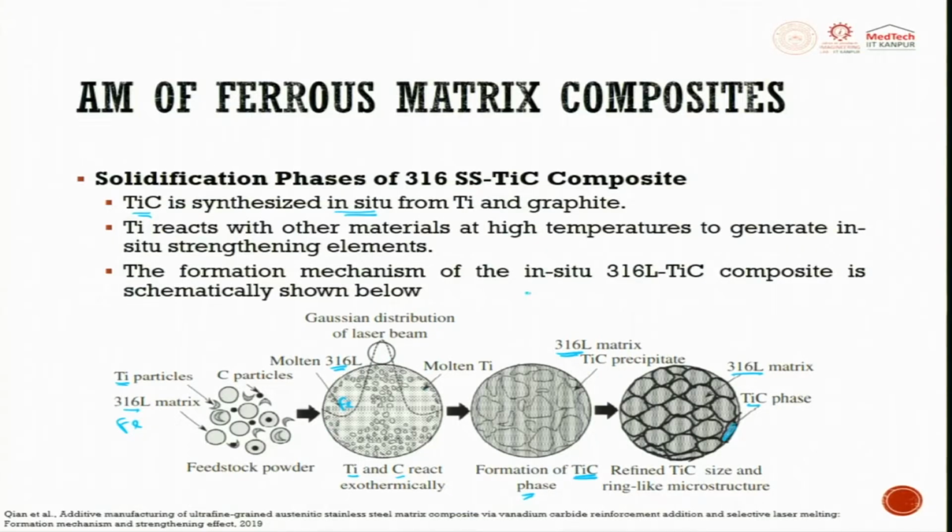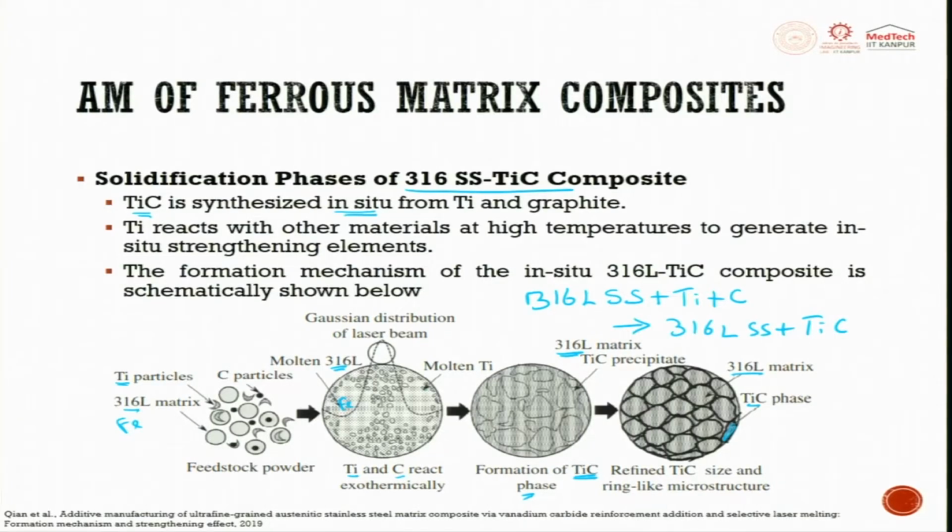So, initially it is 316L SS plus Ti plus C, giving you 316L, which is the matrix SS plus TiC. So, you can see an exothermic reaction happening, then you will see a formation of TiC, which is precipitated along the grain boundary, and then you will see refinement of TiC size and ring-like microstructure. You see all these things which are there. So, now it is very clear how we form this composite.